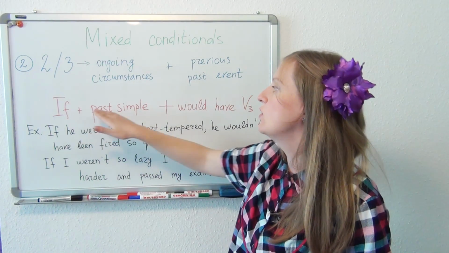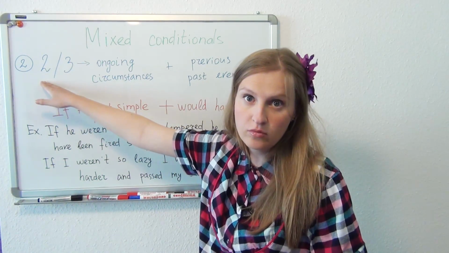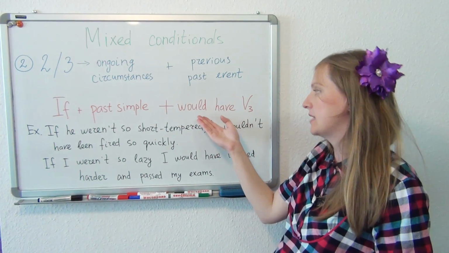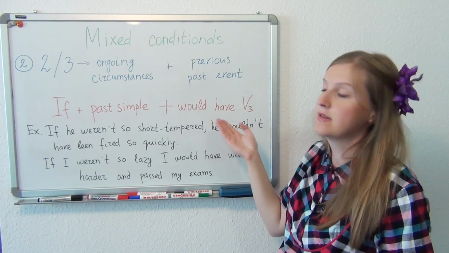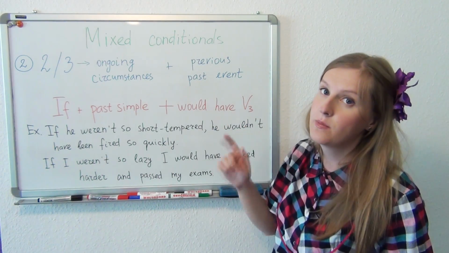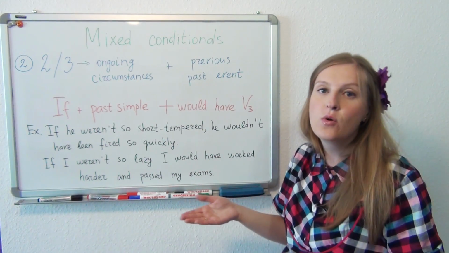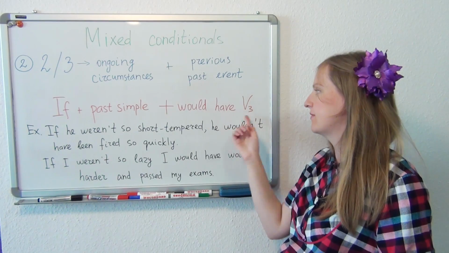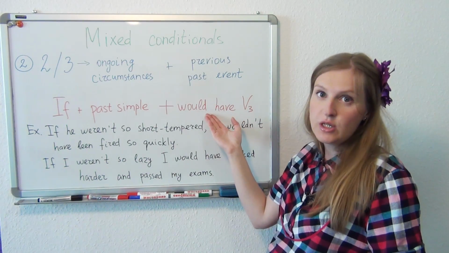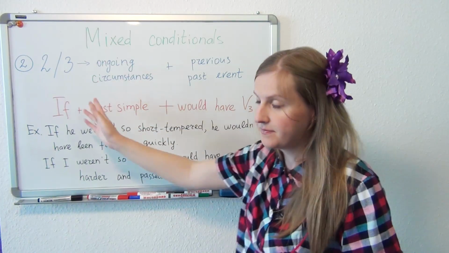In the if clause, we use past simple as we would in type 2. And in the second clause, we use would plus a perfect infinitive. That is, have plus the verb in the third form if it is an irregular verb, or the verb with the ending ed. This is perfect infinitive. And usually we use it in type 3 conditional sentences.